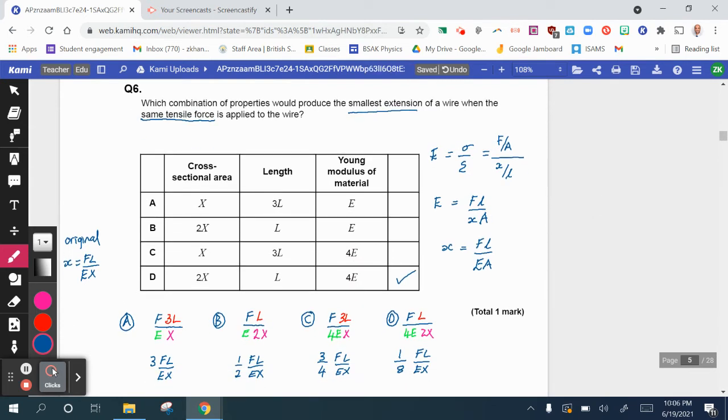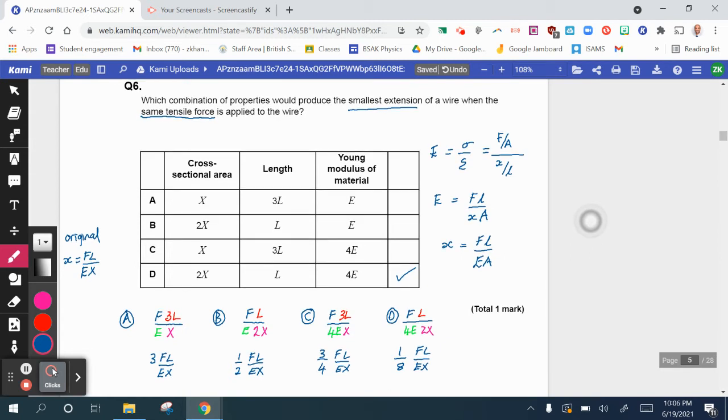Question 6. So this is a question that crops up in many areas, where you change one thing, how does it affect another thing? So here we've got three things changing: the cross-sectional area, the length, and the Young's modulus of a material. Okay, so which combination of the properties produces the smallest extension of the wire when the same tensile force is applied to the wire?